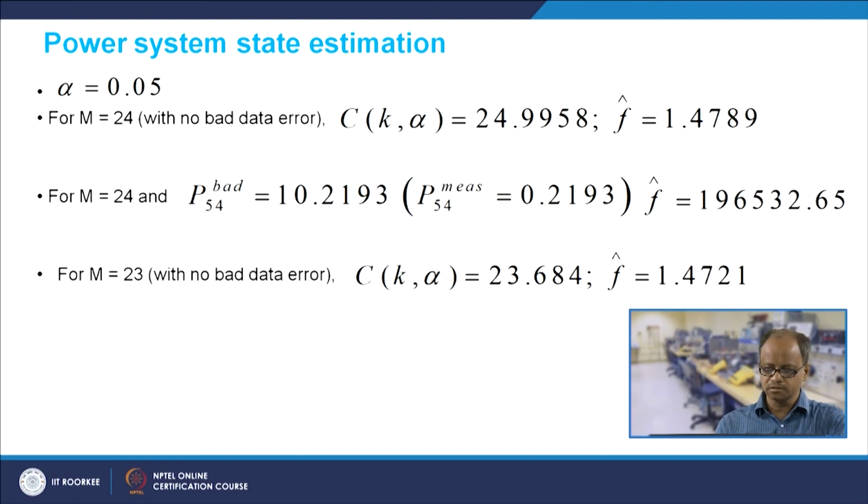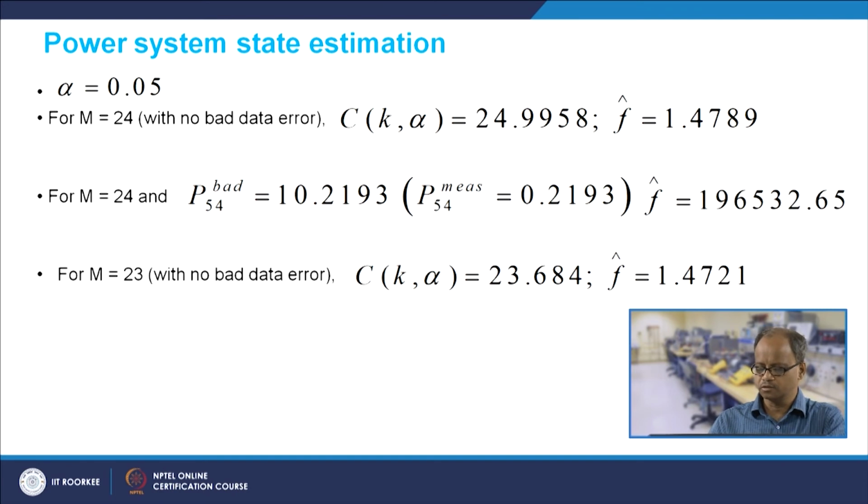With this I again find out the value of C k alpha. Please note that now k becomes 14, because my number of states is 9 and my total number of measurements is 23. So, now my k, that is the degree of freedom, becomes 23 minus 9, that is 14. With this I get the C k alpha value, and when I do the state estimation with these 23 remaining measurements, I find that my f hat value is 1.4721.